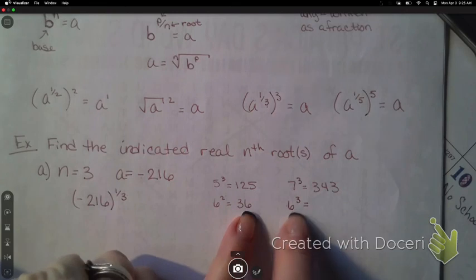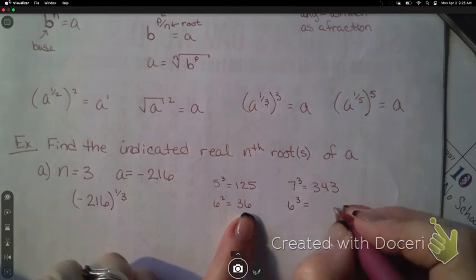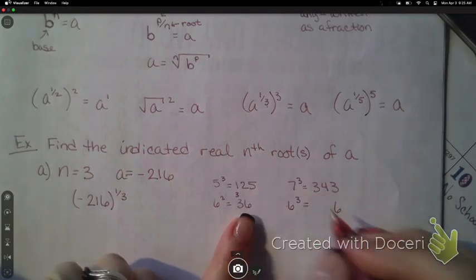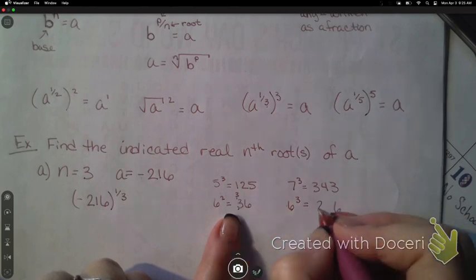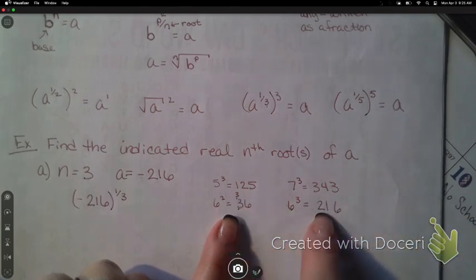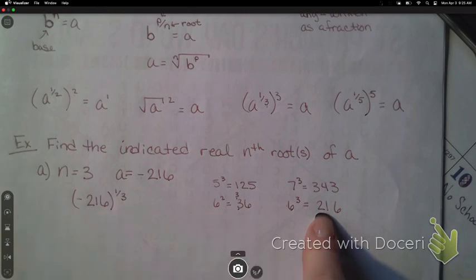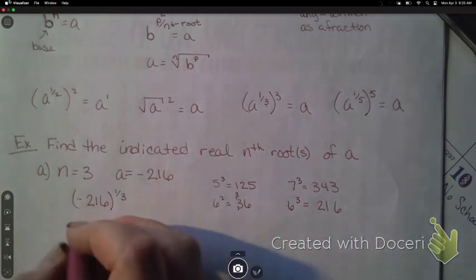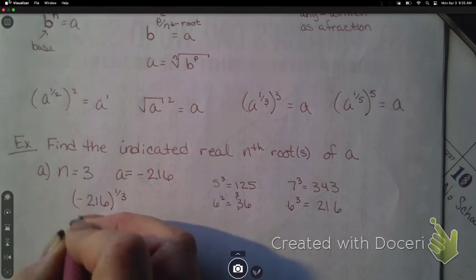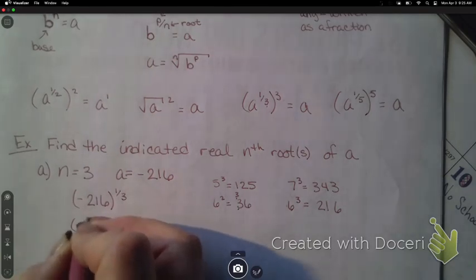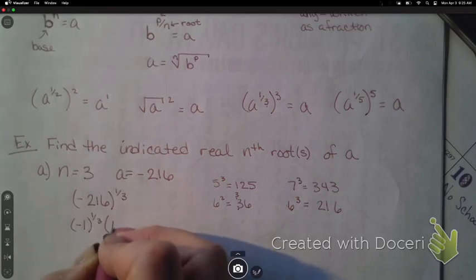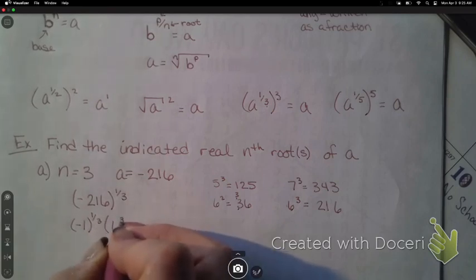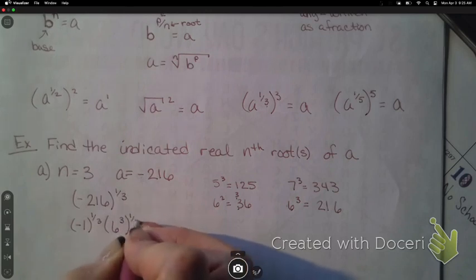So 6 times 6 is 36, so 6 carry 3. 6 times 3 is 18, plus 3 is 21. So is 6 cubed 216? Yeah. Okay, so we're going to rewrite this as negative 1, guys, to the 1/3, and 6 cubed to the 1/3. Yes?